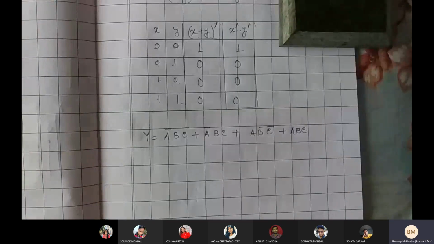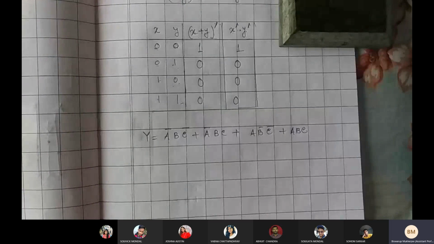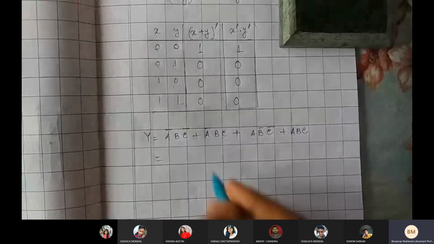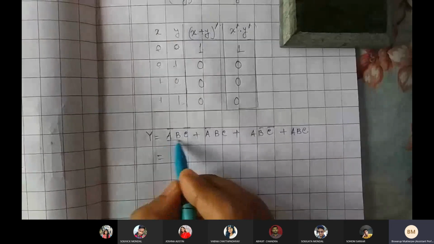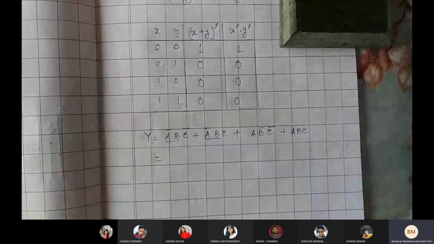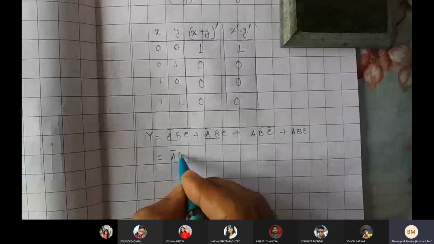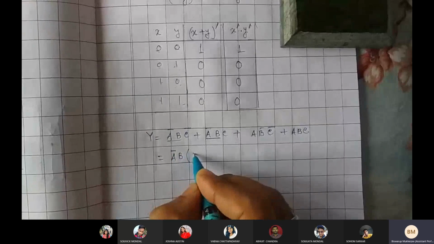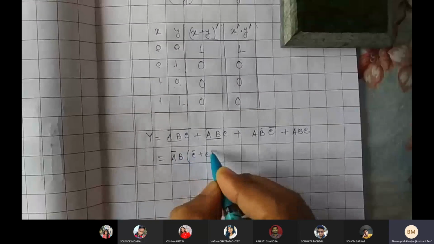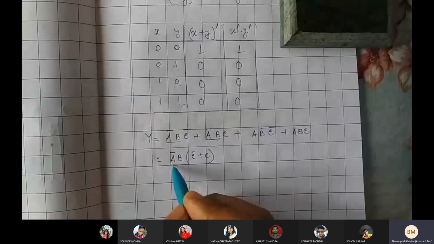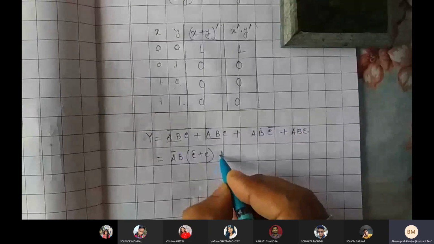So is there any possibility to minimize this? Okay, so at least I can see from the first two terms we can take common a bar b. So if we take a bar b common, it becomes c bar plus c, right? So c bar plus c, that means 0 plus 1, that would be equal to 1. So that means this can be minimized a little bit at least.